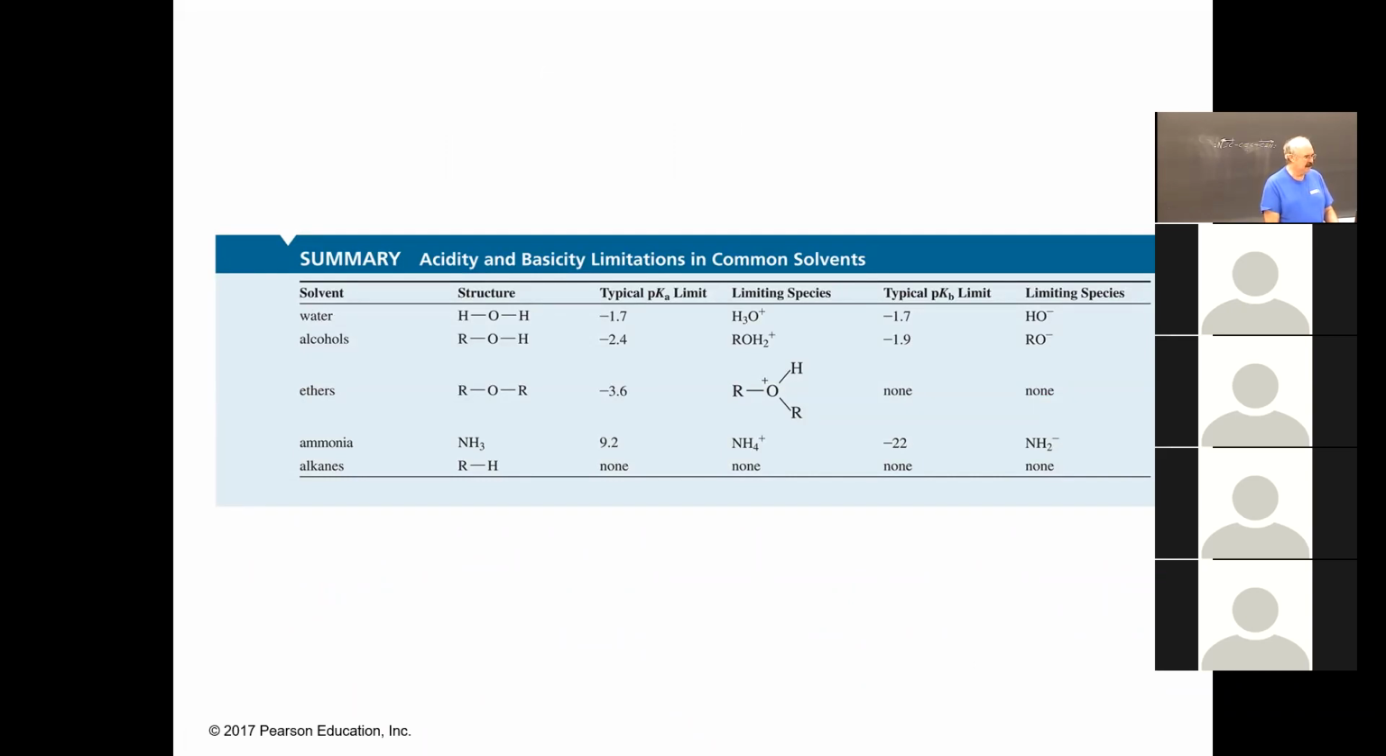There's a solvent limit. The strongest acid or base that can exist in a certain solvent is the conjugate acid or conjugate base of that solvent. So for example, in water, the strongest base that can exist is hydroxide. If you put a stronger base than that in water, it's going to remove a proton from water immediately and form hydroxide.